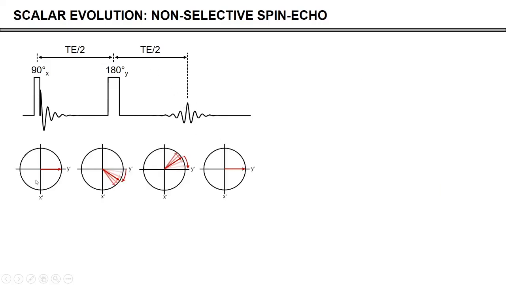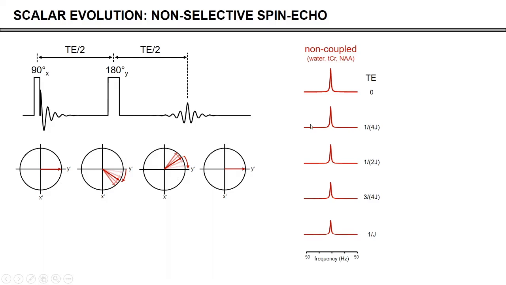If you look at molecules that don't have scalar coupling, like water or NAA, the spin echo basically refocuses magnetic field inhomogeneity, but at the end, at the top of the echo, the magnetization is nicely along the y-axis. And if you increase your echo time, the signal decreases because of T2 relaxation, but the signal is always up and positive. There is no modulation there.